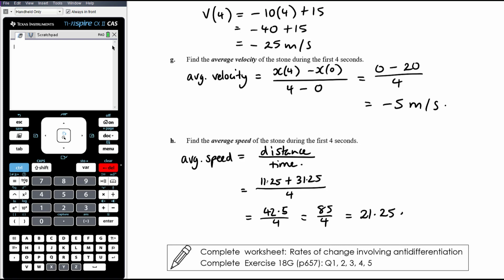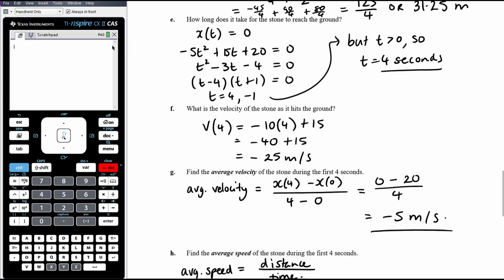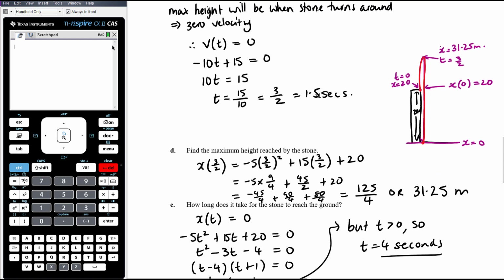21.25. Sorry, it's a speed, so meters per second. So it's not just about making your average velocity positive. You have to think separately about distance over time. Average velocity is displacement over time, and the displacement in the first 4 seconds is just negative 20 meters, because essentially you're just looking at the difference between where it started and where it finished.